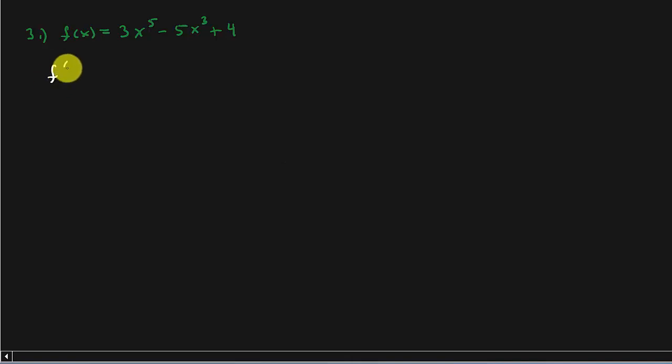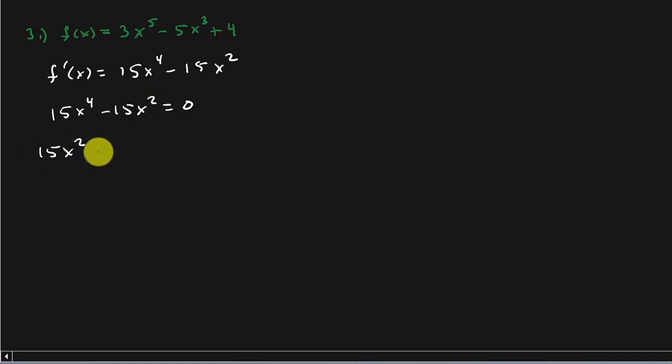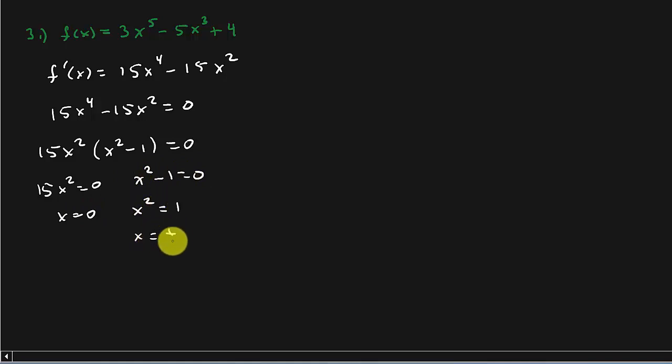All right. So we've got f prime of x is equal to 15x to the 4th minus 15x squared. So 15x to the 4th minus 15x squared equals 0. I'll factor out a 15x squared. And so I would be left with x squared minus 1 equals 0. So 15x squared equals 0 would give me x equals 0. X squared minus 1 equals 0 is x squared equals 1. X equals plus or minus the square root of 1, which is just 1.